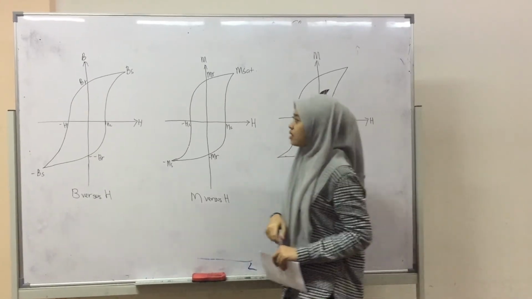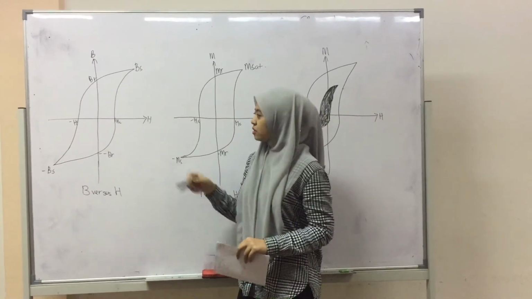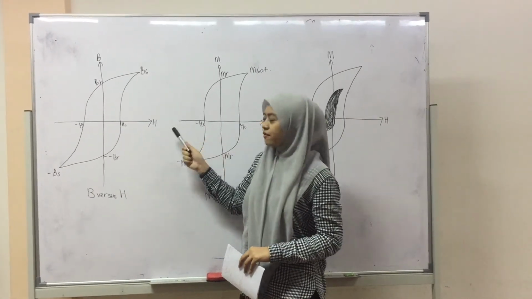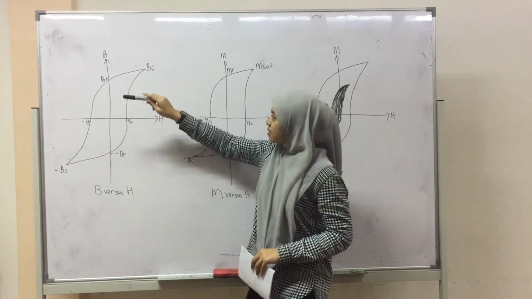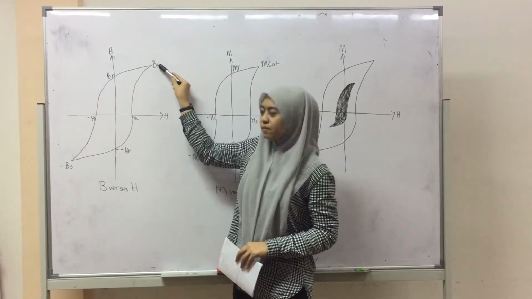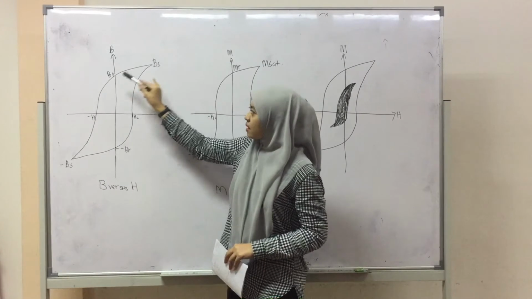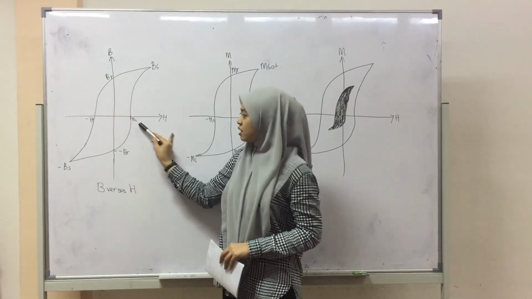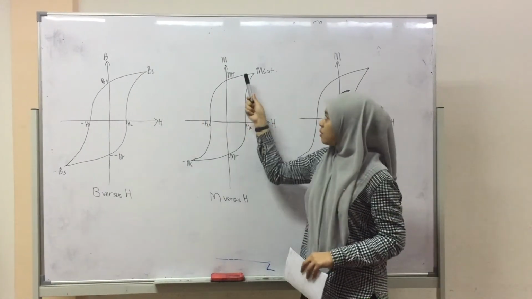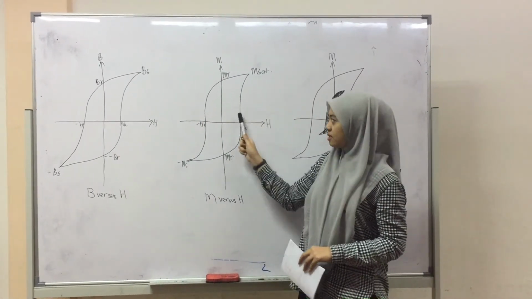So I want to let you know the parameters of the hysteresis loop. As Vithiya mentioned, BS is for the saturation, BR is remanence, HC is coercivity. So this is the same as the MH hysteresis loop.